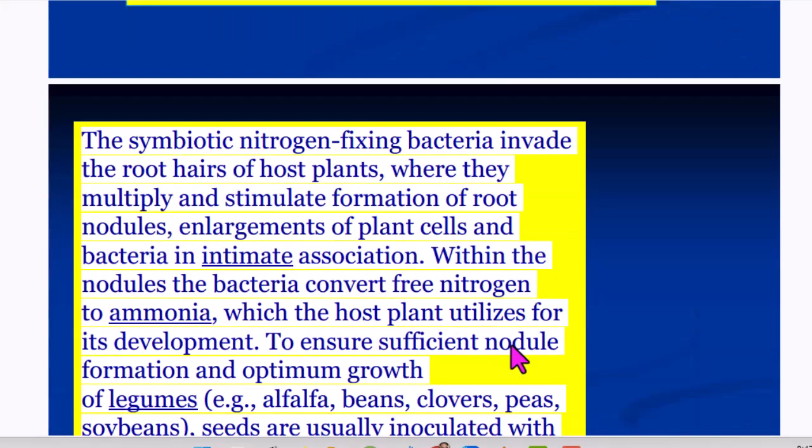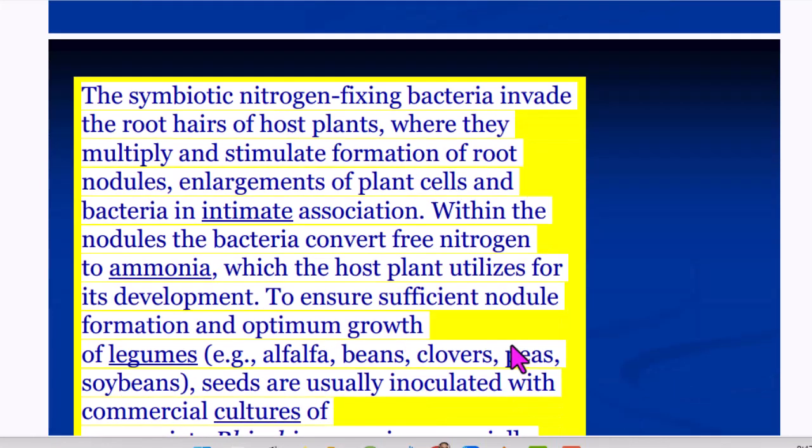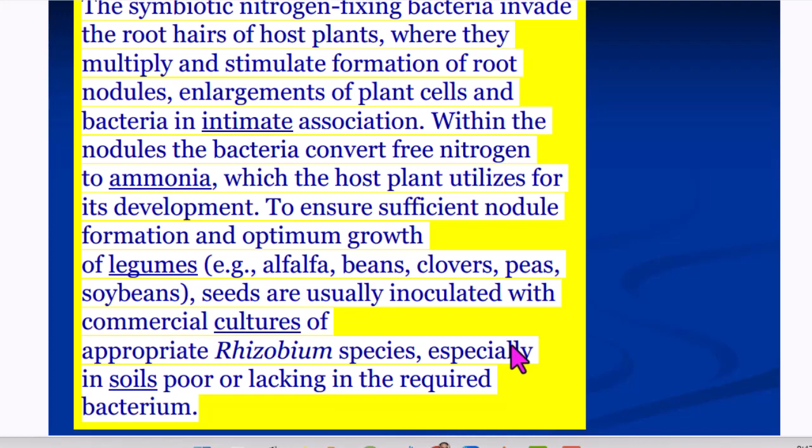Symbiotic nitrogen-fixing bacteria invade the root hairs of host plants, where they multiply and stimulate formation of root nodules, with enlargement of the plant cells and bacteria in intimate association within the nodule. The bacteria convert free nitrogen to ammonia, which the host plant utilizes for its development. To ensure sufficient nodule formation and optimum growth of legumes, alfalfa, bean, clover, peas, and soybean seeds are usually inoculated with commercial culture of the appropriate Rhizobium species, especially in soil poor in or lacking the required bacteria.